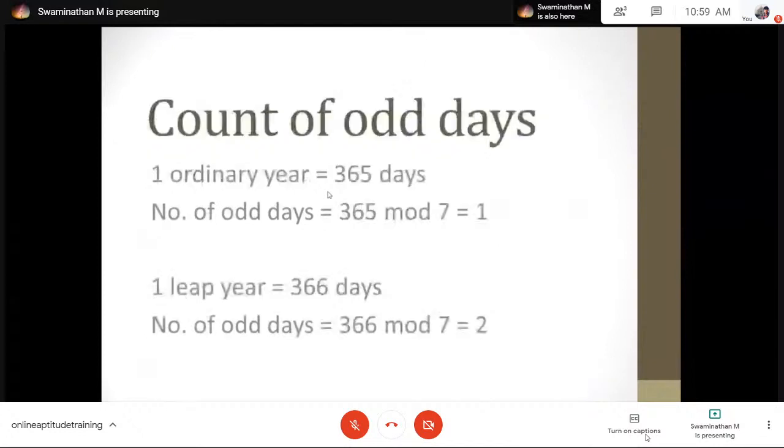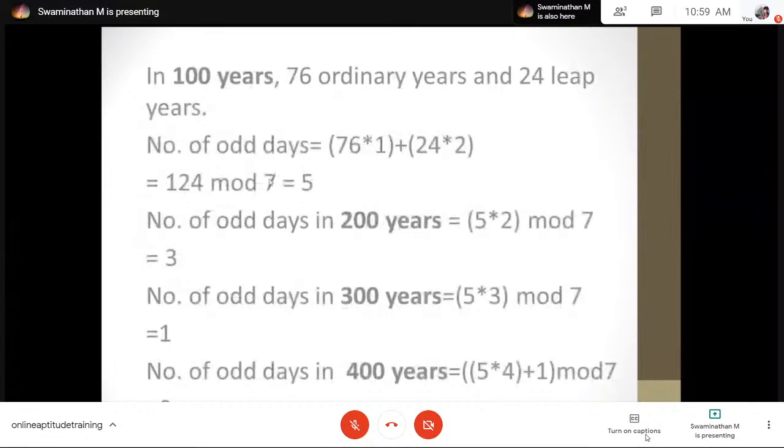You can easily find this. Even if you forget the number of odd days in 100 years, you can easily work it out. An ordinary year has 1 odd day, a leap year has 2 odd days. So 76 into 1 plus 24 into 2 is 124, mod 7 is 5 odd days in 100 years. So for 200 years, 5 into 2, 10, again mod 7, so 3 odd days.